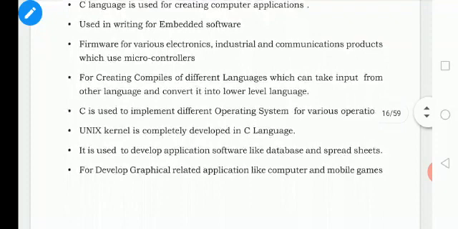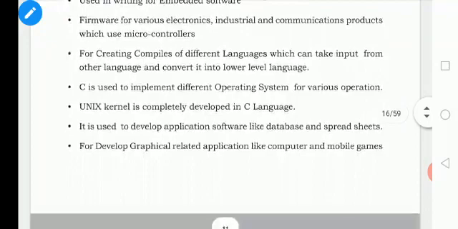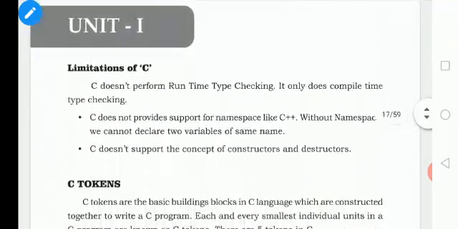It is used to develop application software like databases and spreadsheets. Many companies use databases and spreadsheets for their improvement. Then for developing graphics related applications like computer and mobile games, the C language is also a basic platform.